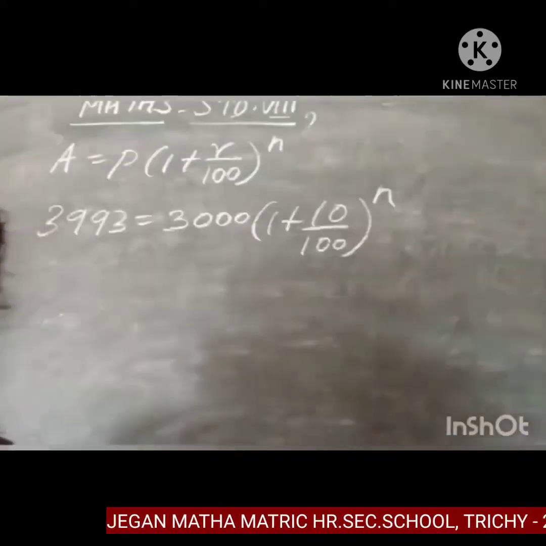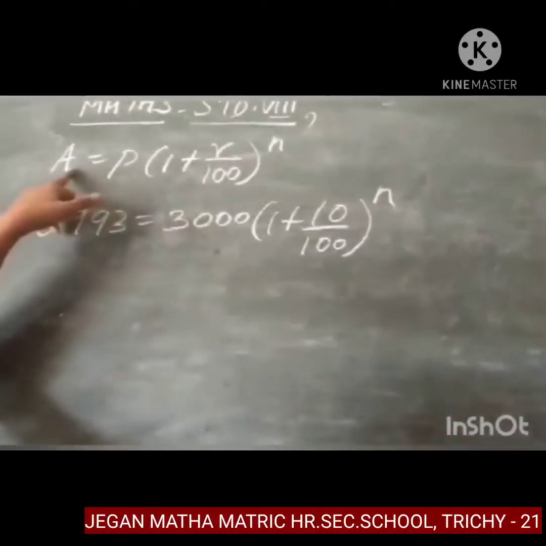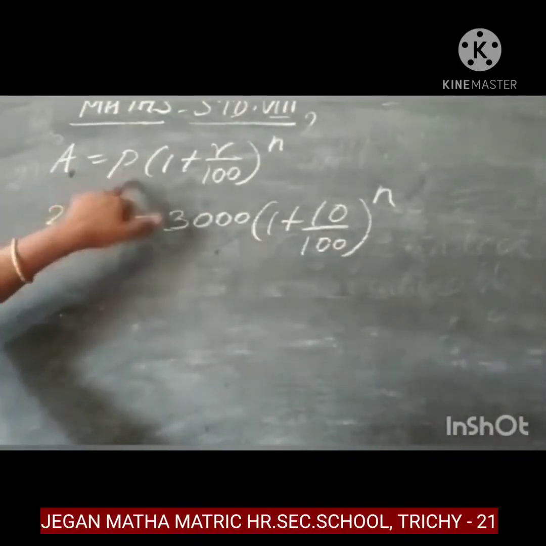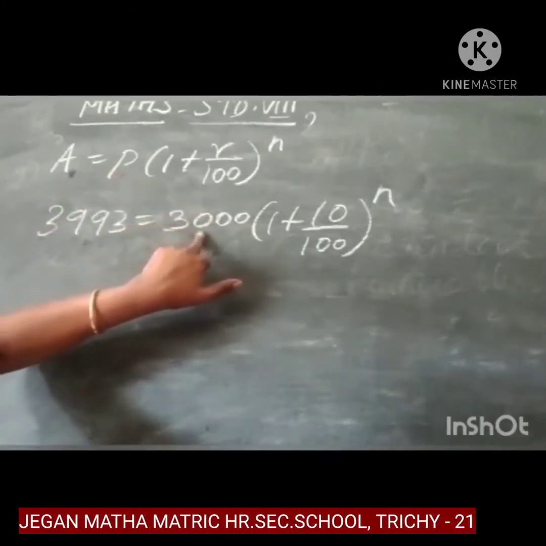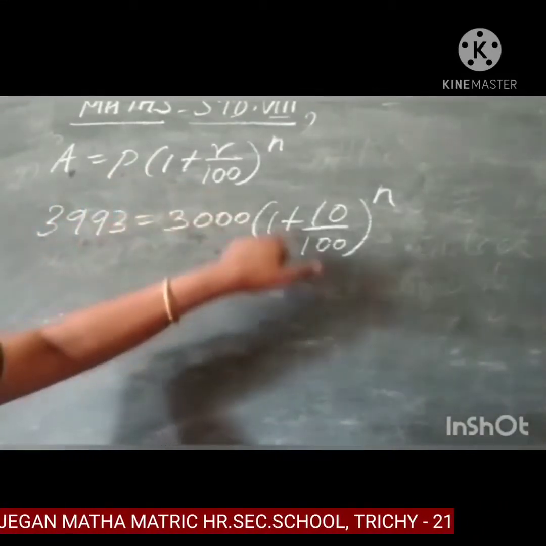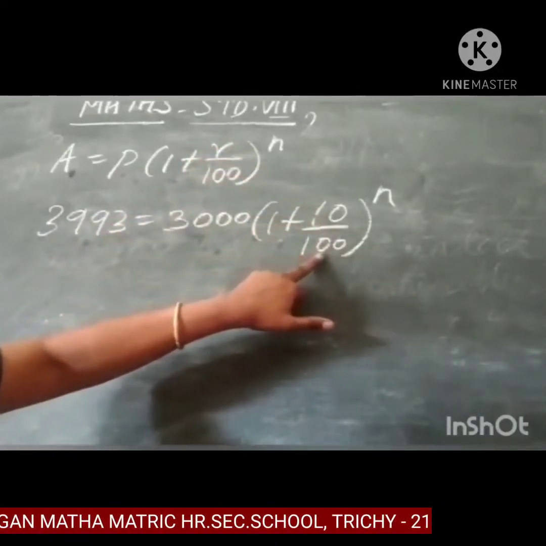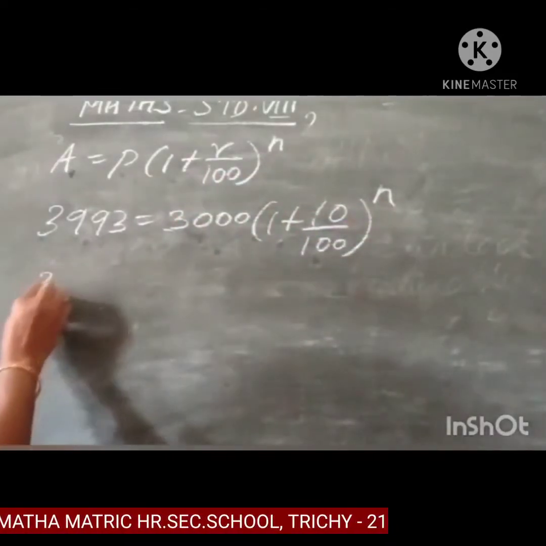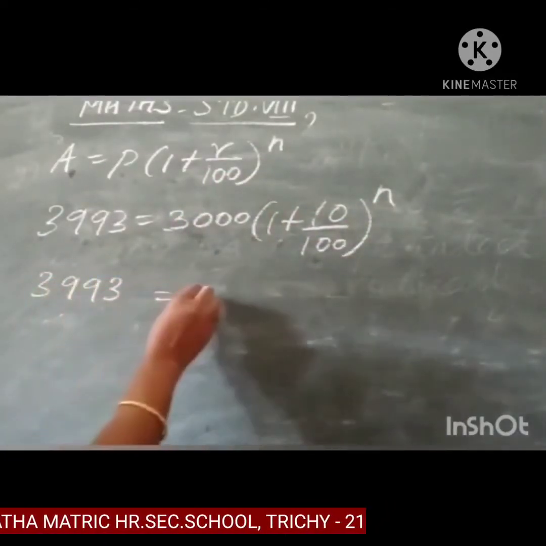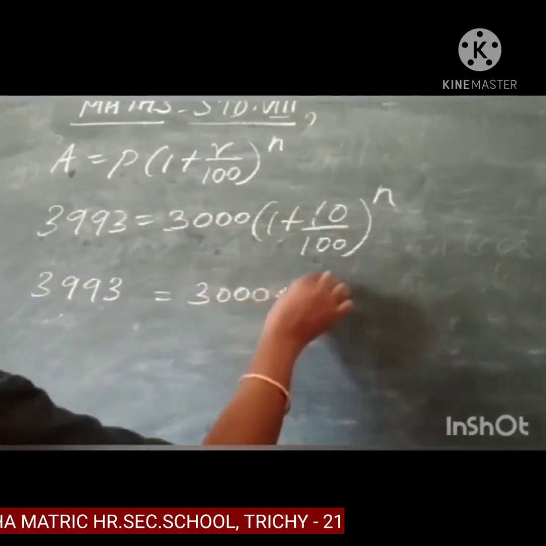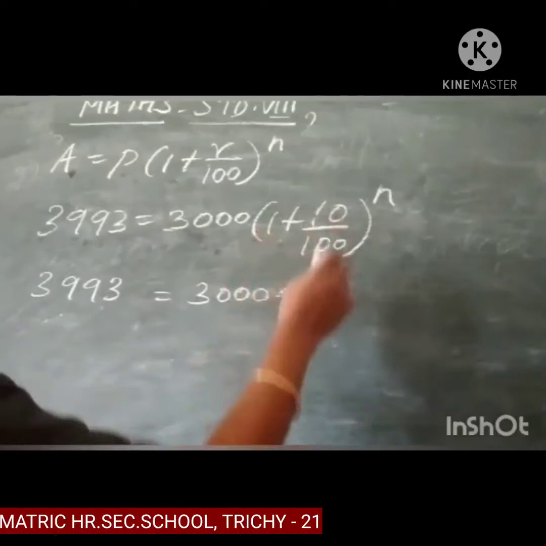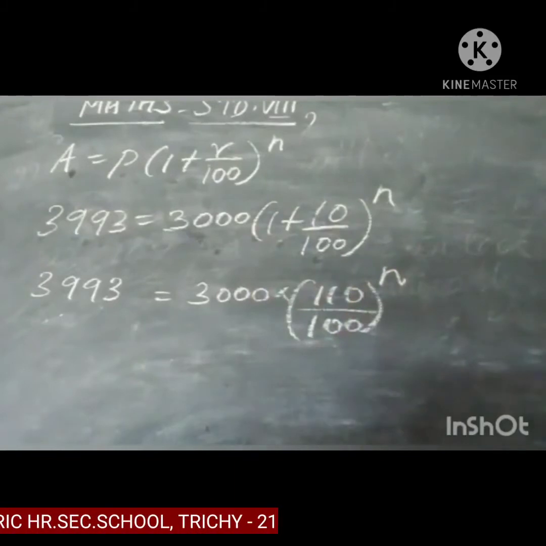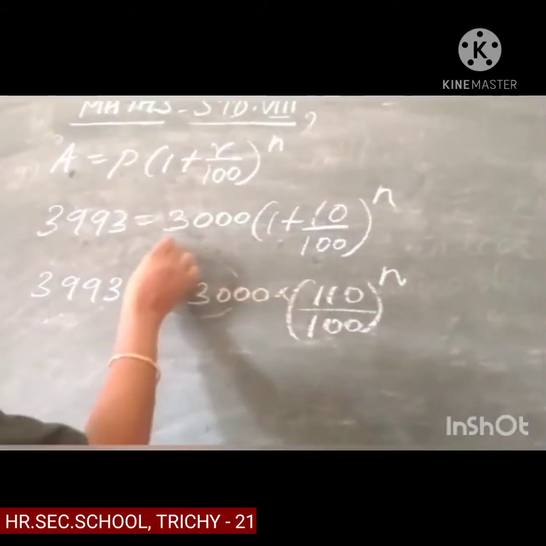Now let us apply the values. Instead of A, the amount value given in the sum is 3993. The principal value is rupees 3000, so apply it instead of P. Then in the formula, 1 plus rate of interest, 10 by 100, the power n. We want to find out n only, so keep n as it is. Now you can simplify this one. 3993 equal to 3000 multiplied by, taking the LCM, 100 plus 10, 110 divided by 100, the whole power n.